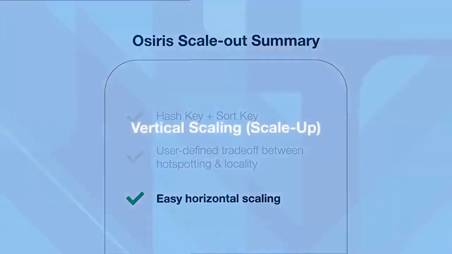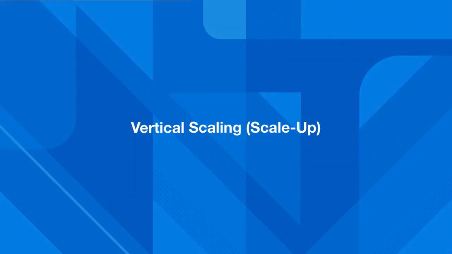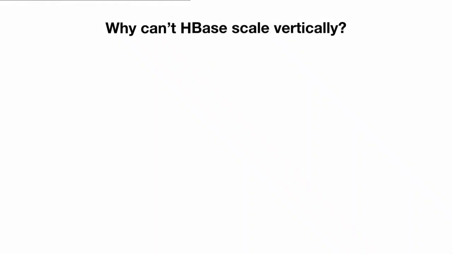Vertical scaling, scale up. So that was horizontal scaling. I want to spend a bit of time talking about vertical scaling, or scale up. Why can't HBase scale vertically? So to start, let's understand why HBase can't scale up. Currently, the recommended maximum shard size is 10 to 20 gigabytes, and 5 to 10 gigabytes is optimal.